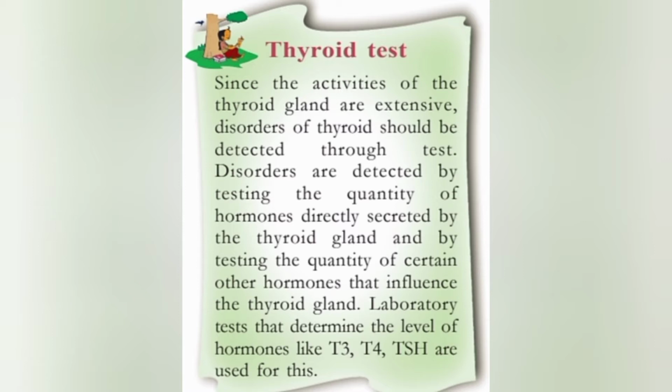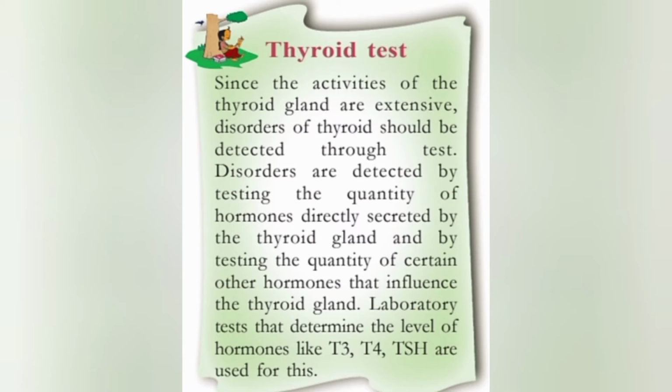So the functioning of the thyroid gland must be checked by testing the quantity of hormones directly secreted by the thyroid gland, or by testing the quantity of certain other hormones that influence the thyroid gland. Don't get confused. We are discussing that the functioning of the thyroid gland can be tested through some biological tests. We can check it in laboratories. If there are any disorders in the functioning of the thyroid, they can be checked in laboratories.